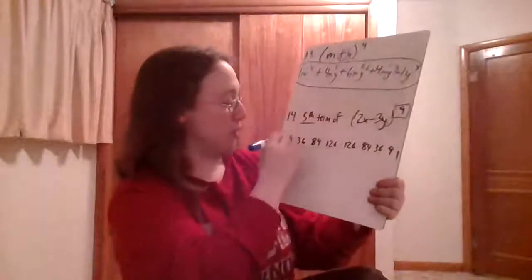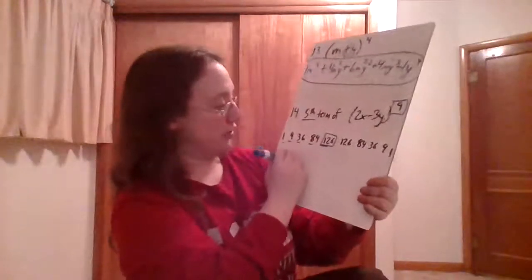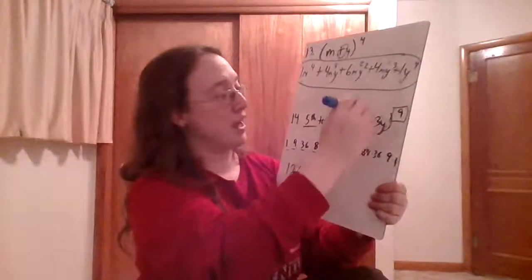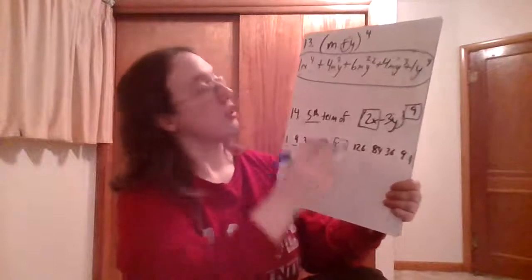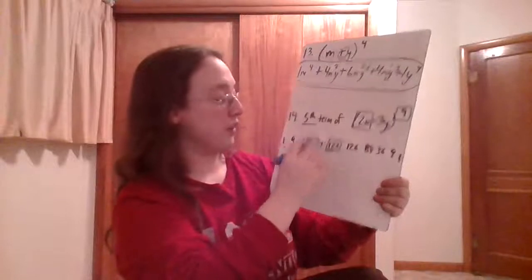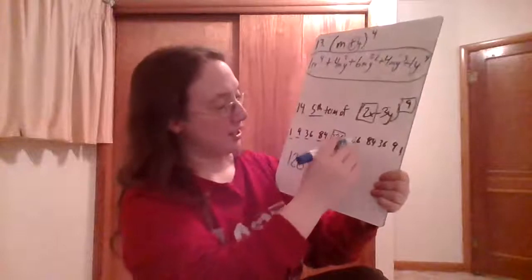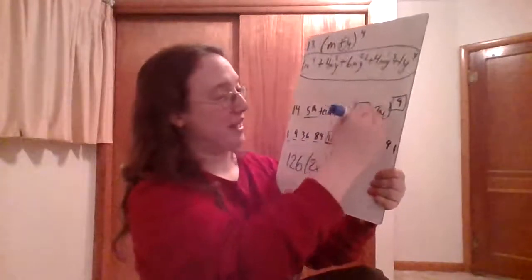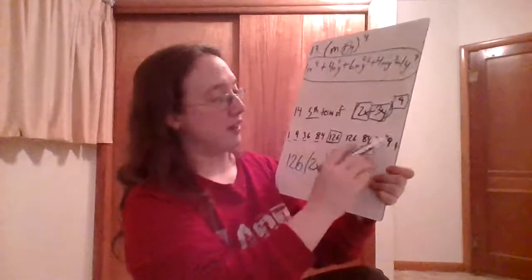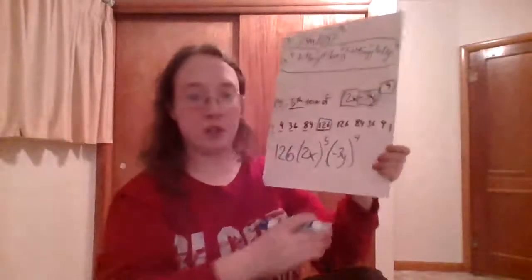So we want our fifth term. So we want 1, 2, 3, 4, 5. So we've got 126 first of all. And then this time, instead of an m, we've got a 2x, to the, we would normally start with 9 here, so to the 9th, 8th, 7th, 6th, 5th, times a 3y, and watch out for it, that's a negative along with that 3y, to the 9th, 8th, 7th, 6th, 5th, 4th, and then we're just making that look nice.